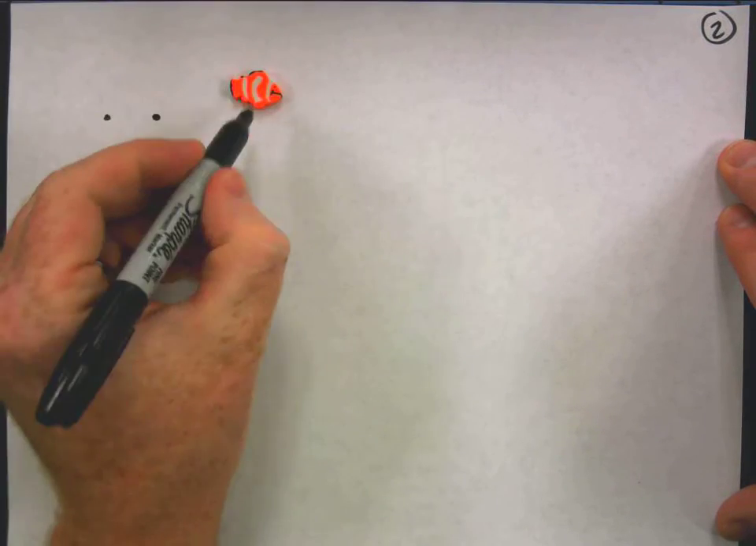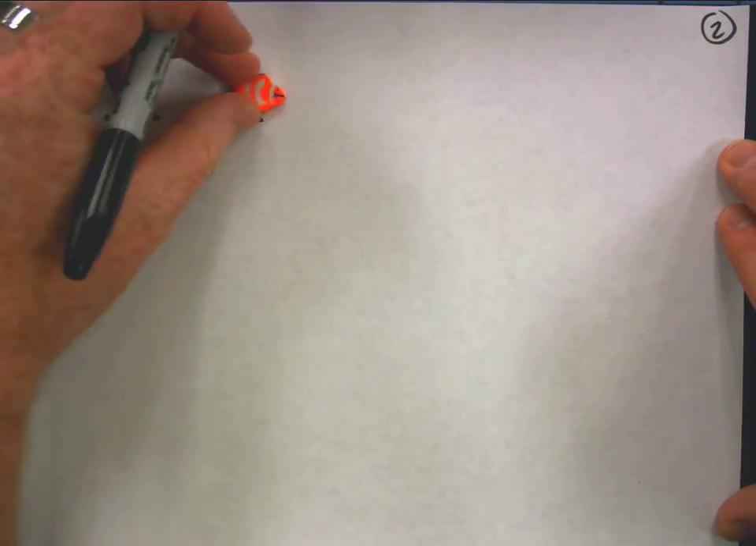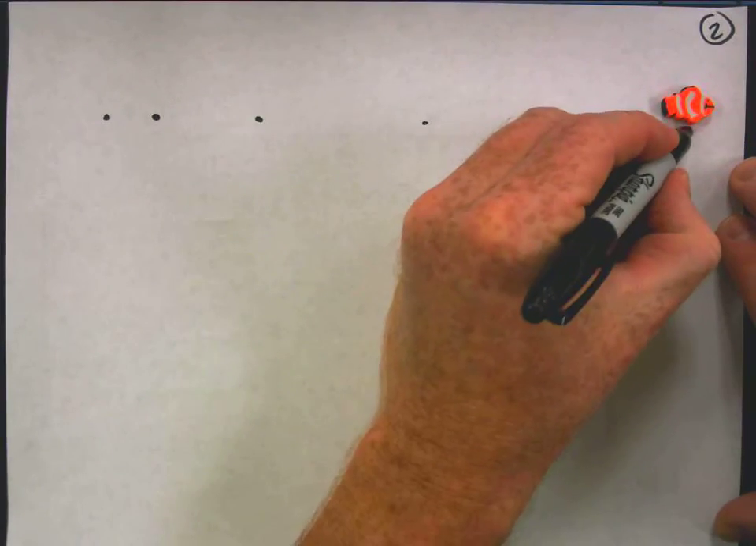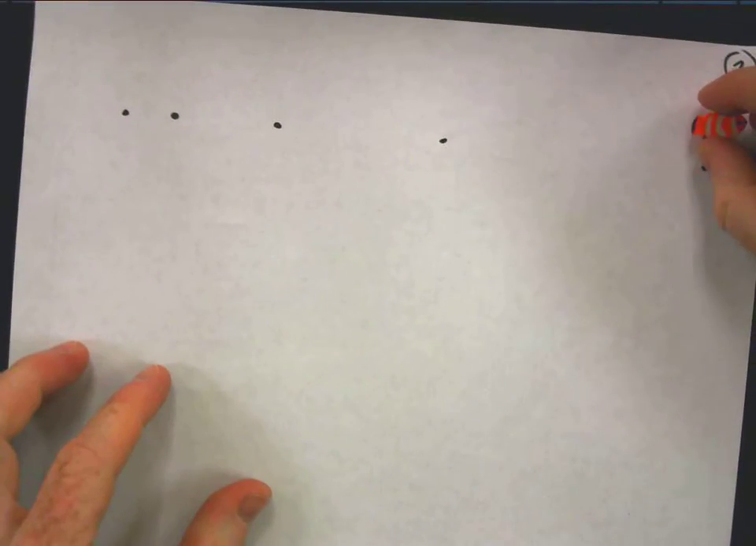But he's continuously trying to speed up because he really, really wants to get away. So in the next second, he makes it that far. And in the third second, he makes it that far. And in the fourth second, he's way over here, that far away, right? So what did Nemo accomplish?